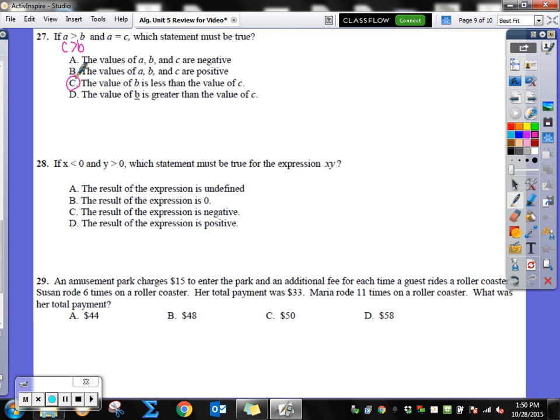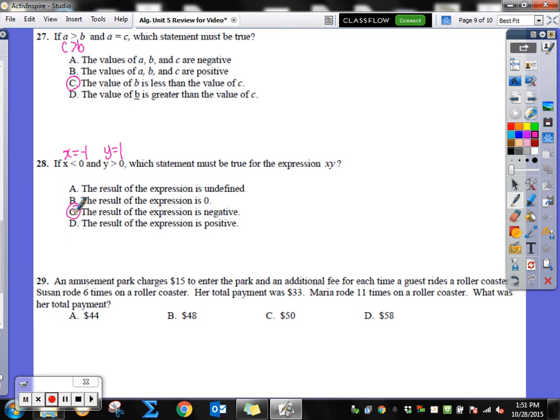For 28, if x is less than 0 and y is greater than 0, which statement must be true for the expression xy? So just if you multiply them together. So here the easiest thing to do would be to plug in numbers. If x is less than 0, that just means that x is going to be a negative number. So I'm going to go with the most simple negative number. So let x equal -1. If y is greater than 0, I'm going to go with the most simple positive number and say y is 1. So in this case, if you multiply a negative number with a positive number, you know the answer is going to be negative. So the answer would be C.